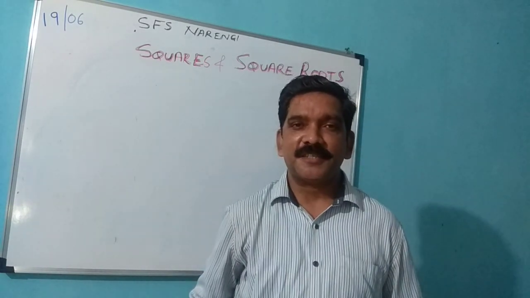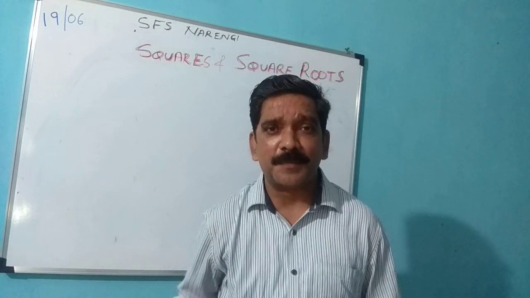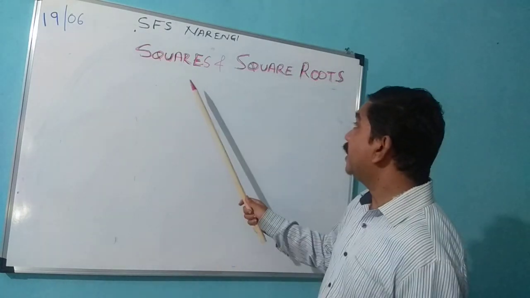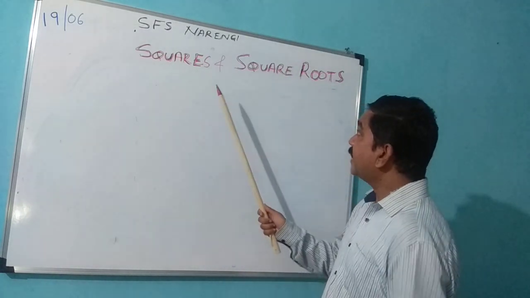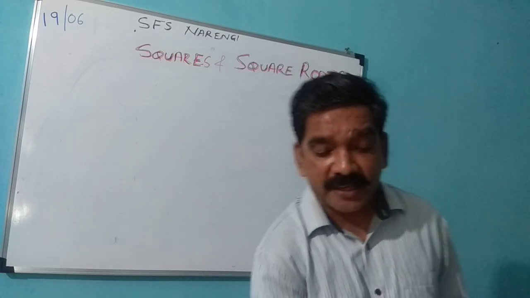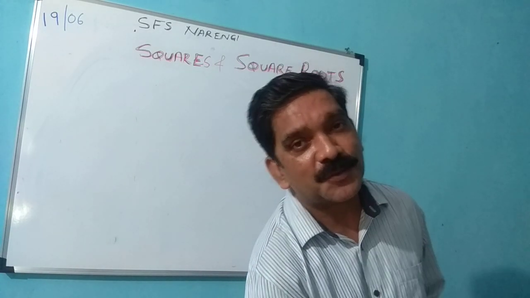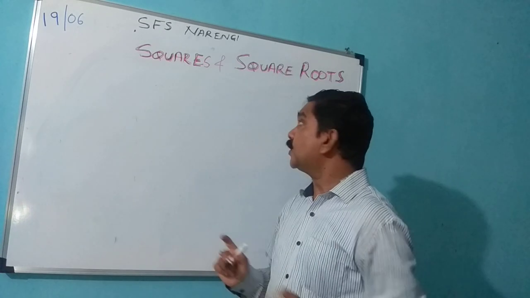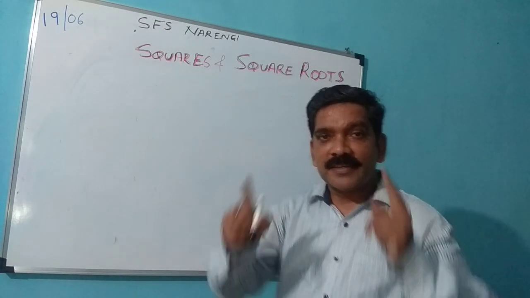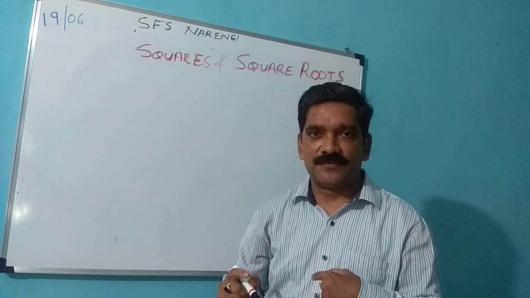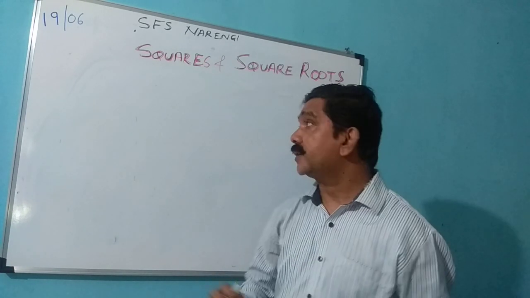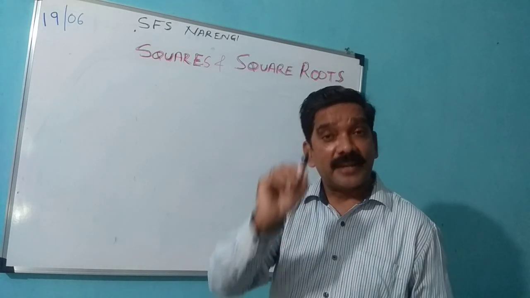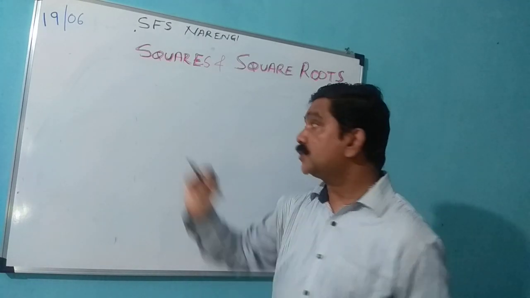Once again we are here and we are dealing with the same topic, and the topic is squares and square roots. Before I start this topic, let me give a small recap of what we did about squares and square roots. Clear? Square means nothing but when we multiply a number with itself. It is called a square, and the power, the raised integer, is 2.